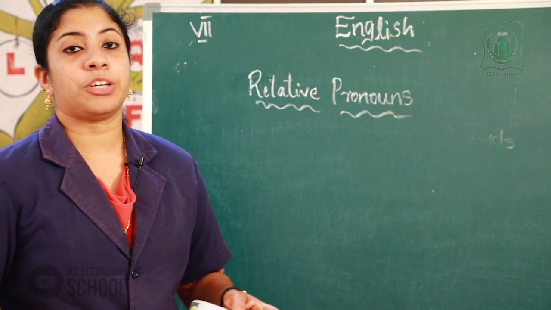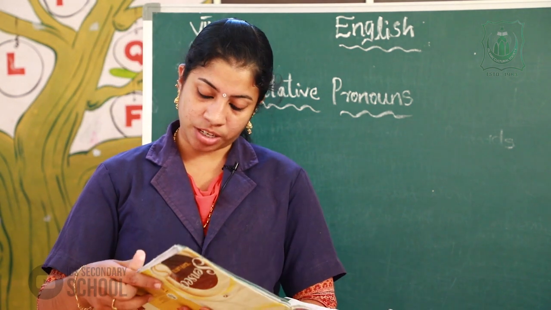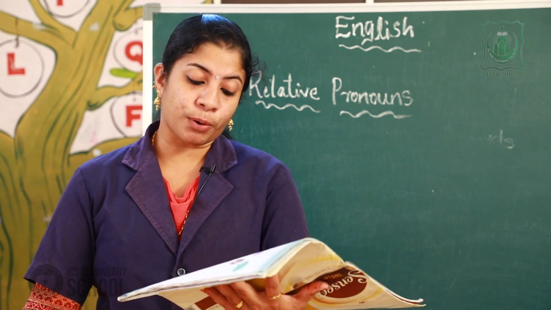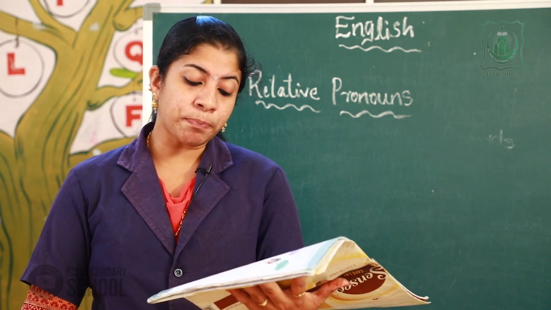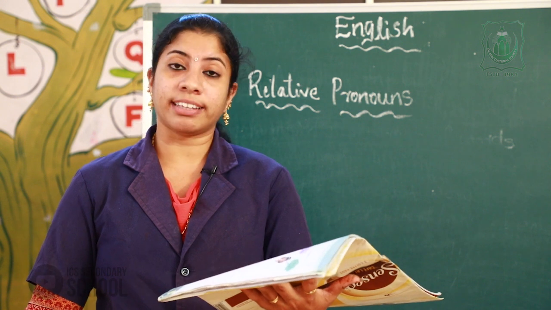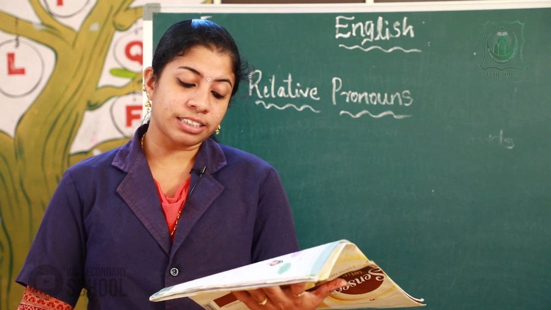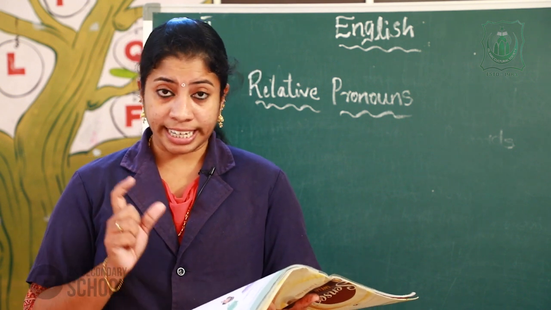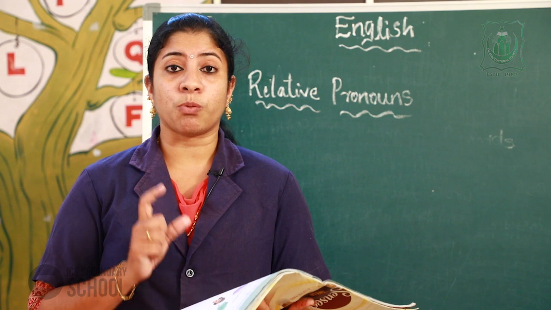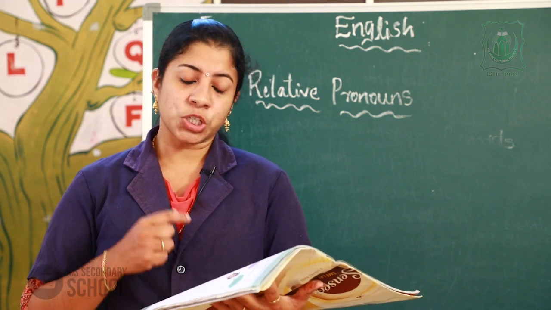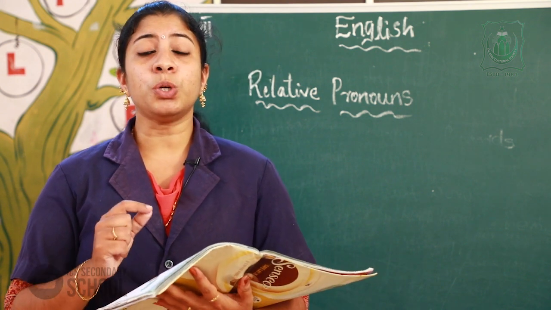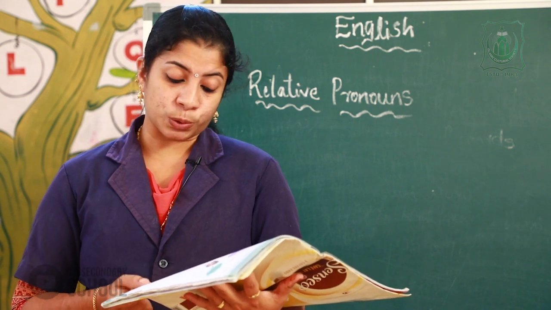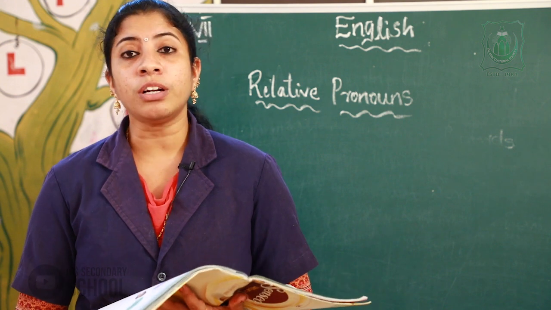What do you mean by relative pronoun? Please take page number 31 and on the left side you can see a column. A relative pronoun relates one part of a sentence to another and also stands in for a noun or pronoun. That means a relative pronoun relates one part of the sentence to another, and also stands in for a noun or pronoun.